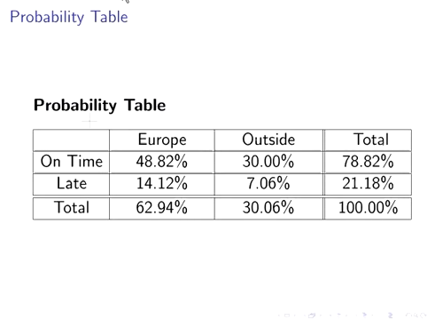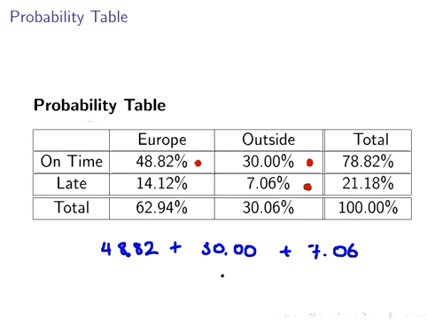But that's not what we're particularly interested in. It is on time, so this one and this one, or going outside of Europe. So we would include this cell here as well. It is the sum of those cells: 48.82 plus 30% plus 7.06. That would give us 85.88%. So that's the answer for part C.